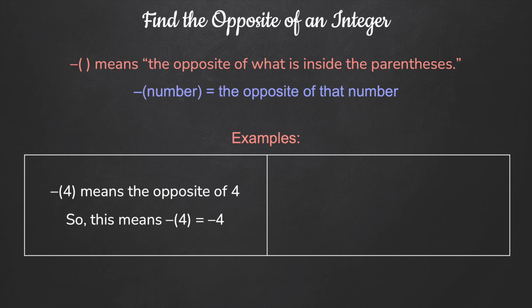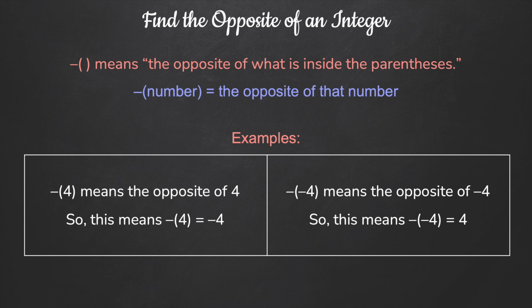So let's go over an example. If we have a negative and then inside the parentheses we have 4, this means the opposite of 4. And the opposite of 4 is equal to negative 4. And if we had a negative and then negative 4 on the inside of the parentheses, this means the opposite of negative 4, and the opposite of negative 4 is equal to 4.